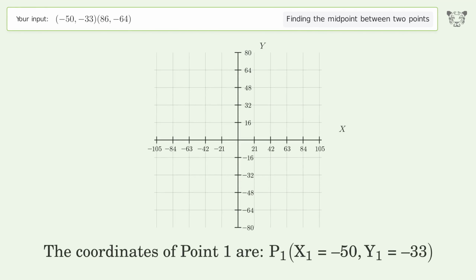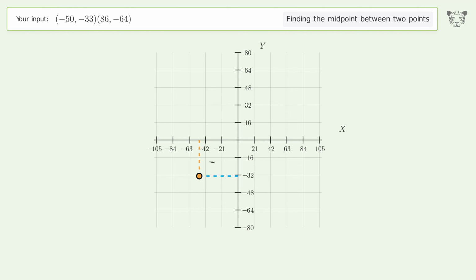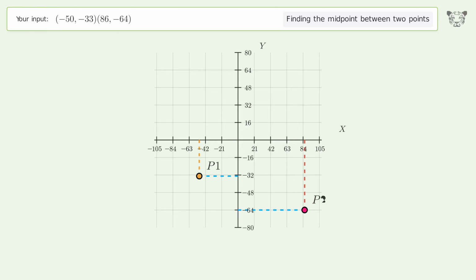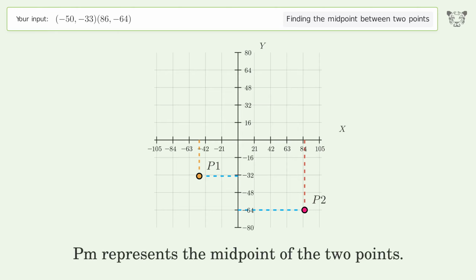The coordinates of point 1 are x1 equals -50, y1 equals -33. The coordinates of point 2 are x2 equals 86, y2 equals -64. PM represents the midpoint of the 2 points.